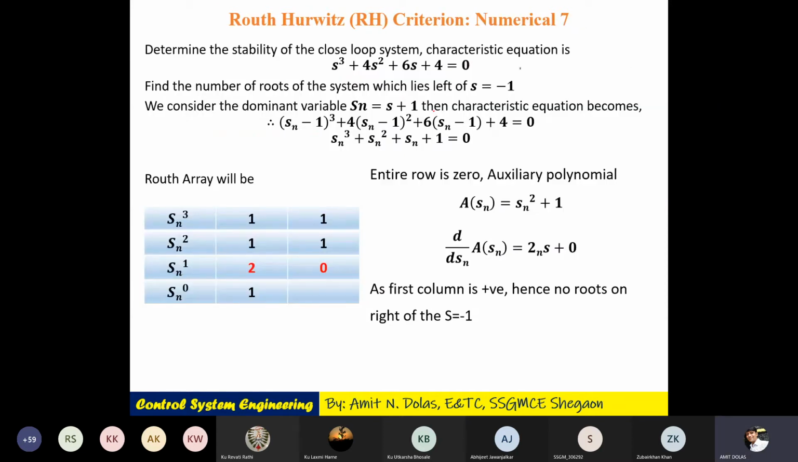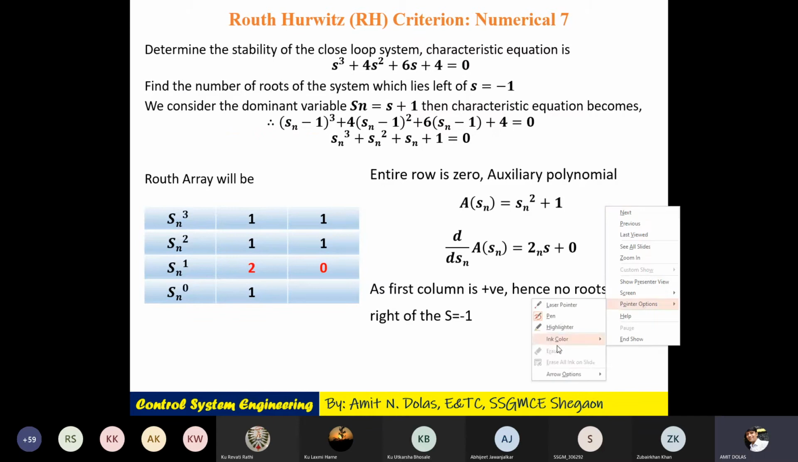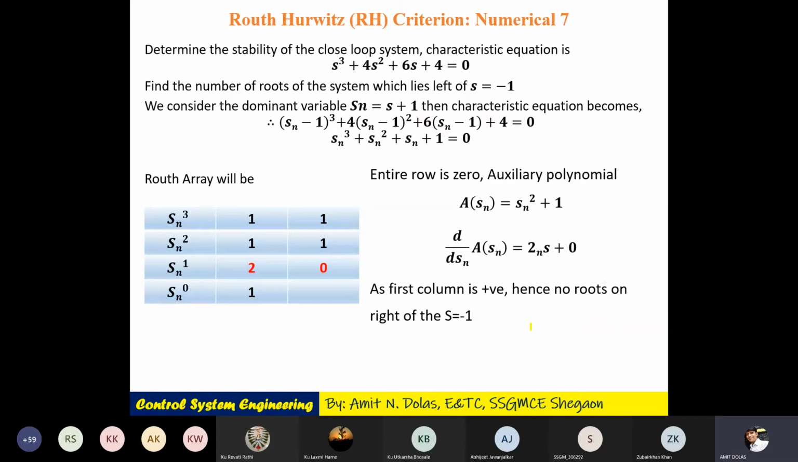Now one numerical and then we'll stop. And this numerical is based on relative stability. That's why we have seen the concept of relative stability first. So determine the stability of the closed loop system of the characteristic equation. This is the characteristic equation: s cube plus 4s square plus 6s plus 4 is equal to 0. Find the number of roots of the system that lie left of s is equal to -1.